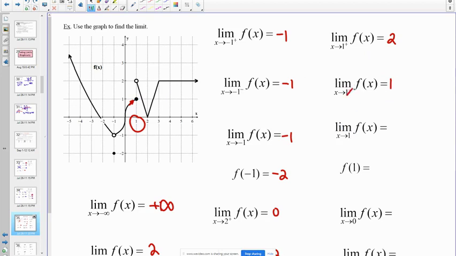Okay, so if this is 2 and this is 1, what's the limit of f of x as x approaches 1? If I drop these right hand and left hand, they need to be the same to have an answer. And since they're not the same, the answer is it doesn't exist. And you can see why it doesn't exist, because there's a jump discontinuity here.